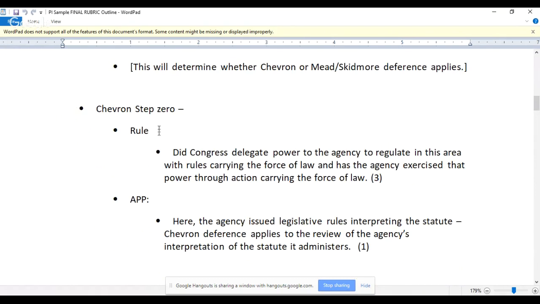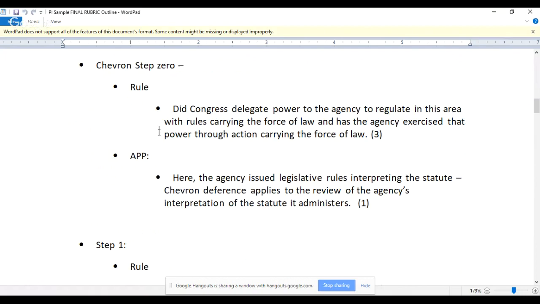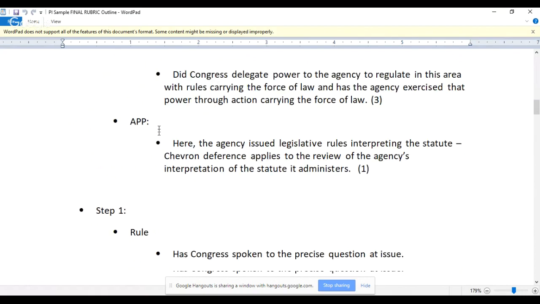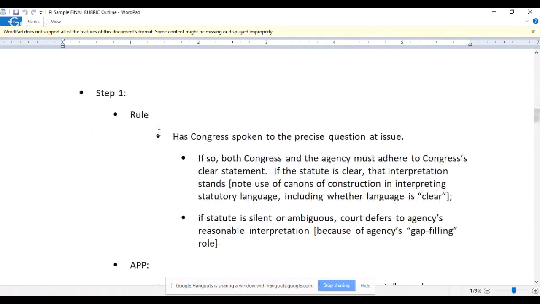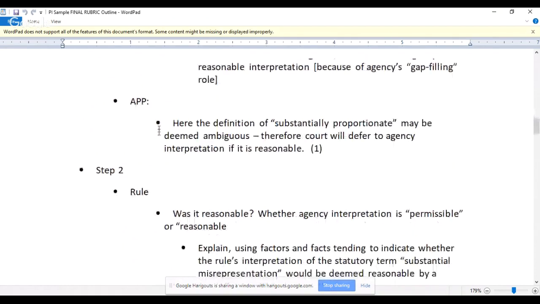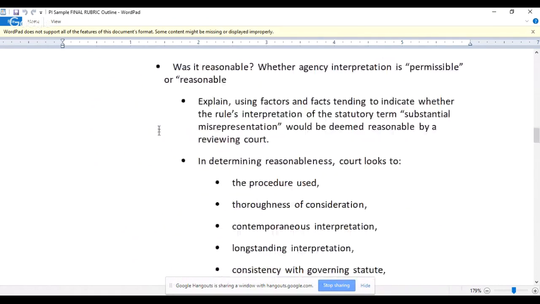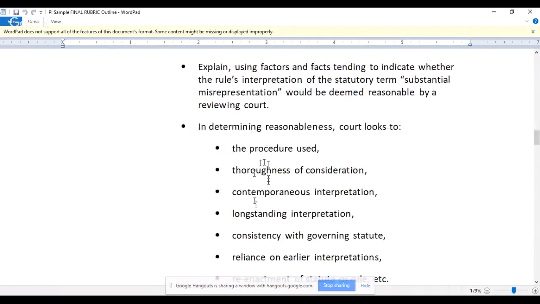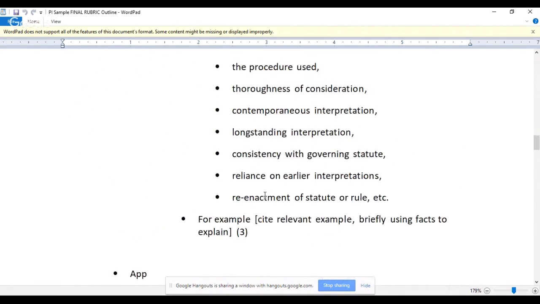It's the rule, how to apply it, and then her point allocations for both. You'll see step 1, the same thing, the rule, the application. Chevron step 2, rule, application. And you see the factors determining whether it's reasonable or not. You see the factors laid out there, and then the determination of points.